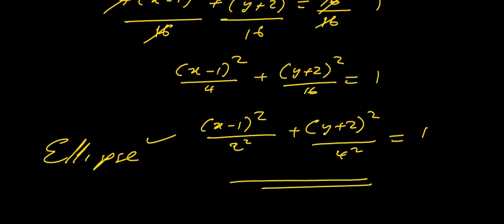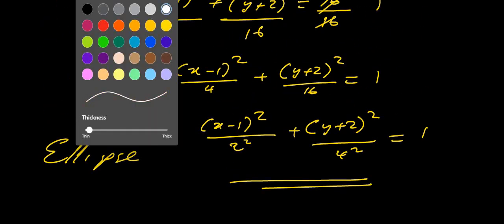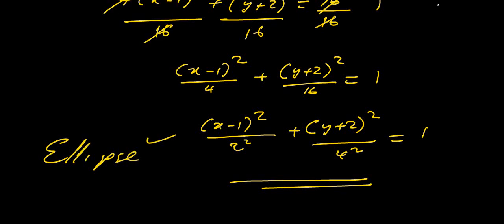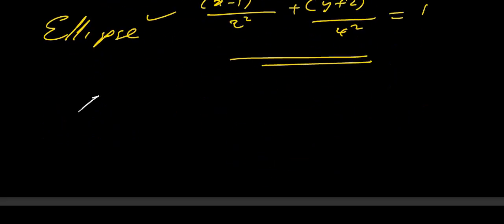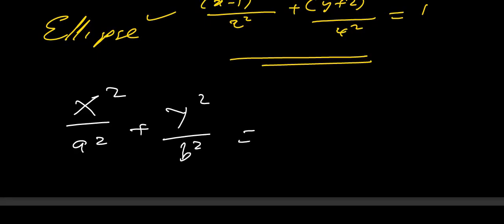Yes, okay, but there's a question. How have you identified that this is an ellipse? Okay, because of the general equation of an ellipse. The general equation of an ellipse always takes the form x squared over a squared plus y squared over b squared is equal to 1. There's a plus here. Then for a hyperbola, there's a minus somewhere.